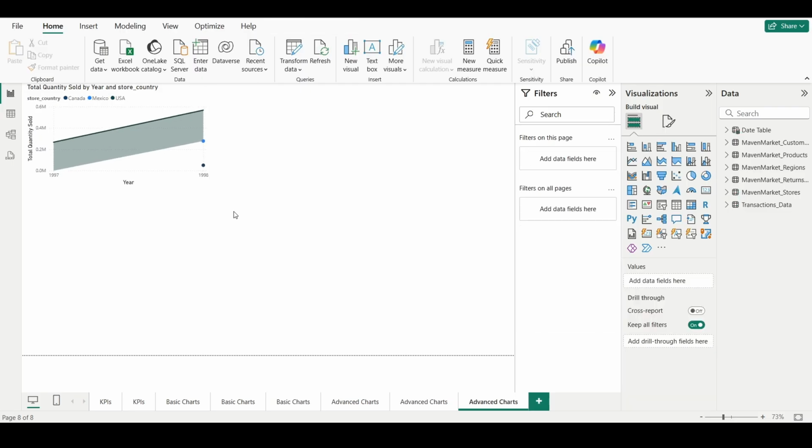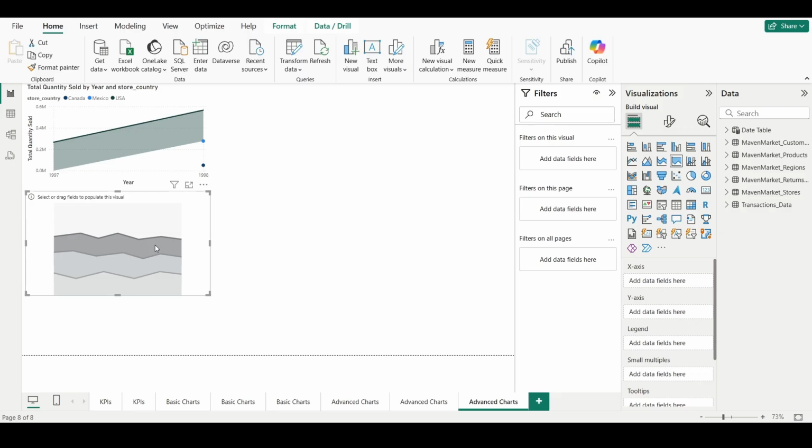Now let's move on to the second chart, that is 100% stacked area chart. The fourth chart in the second row is 100% stacked area chart. Click on it. Okay, so what is a 100% stacked area chart? A 100% stacked area chart is similar to a stacked area chart, but focuses on the percentage contribution of each category instead of absolute values. This helps in understanding the relative share of different categories.